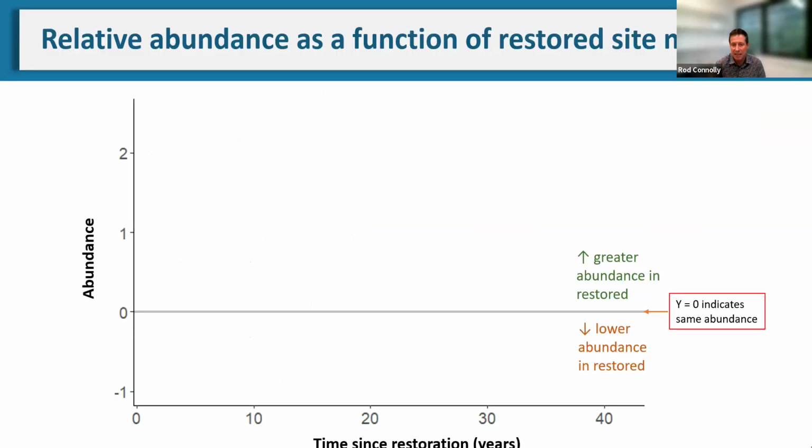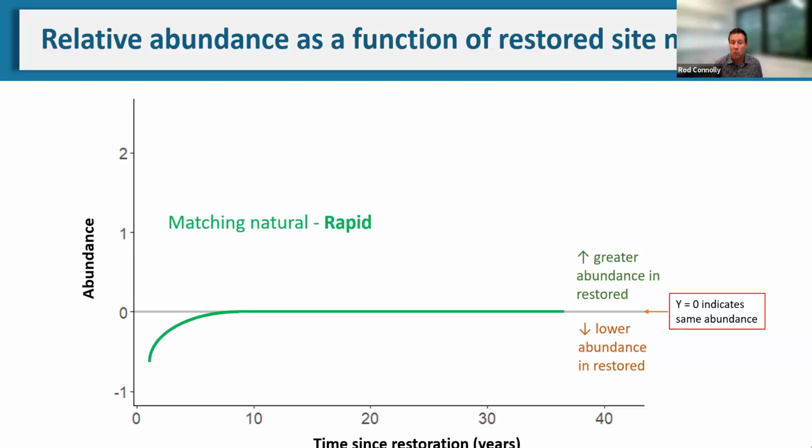And we use that like this when we analysed it. So this is time since restoration on the x-axis, and then this is the relative abundance. So this is the number of fish in the restored over the number of fish in the natural site paired. And a 0 here indicates that there's the same abundance in restored and natural. If it's above the line, then that means there were more fish in the restored than the natural, and below means there were fewer fish in restored.